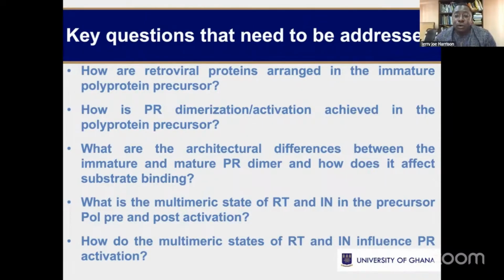Protease dimerization or activation is required for the maturation process. And so the question is, how does that happen? Do we have any architectural differences between the mature protease and the immature one, and how does it affect substrate binding and so on? There is reverse transcriptase, there's integrase in the Pol. What do these really look like when they are still all together as a polyprotein precursor? And how do these monomeric states of the RT and integrase influence protease activation?